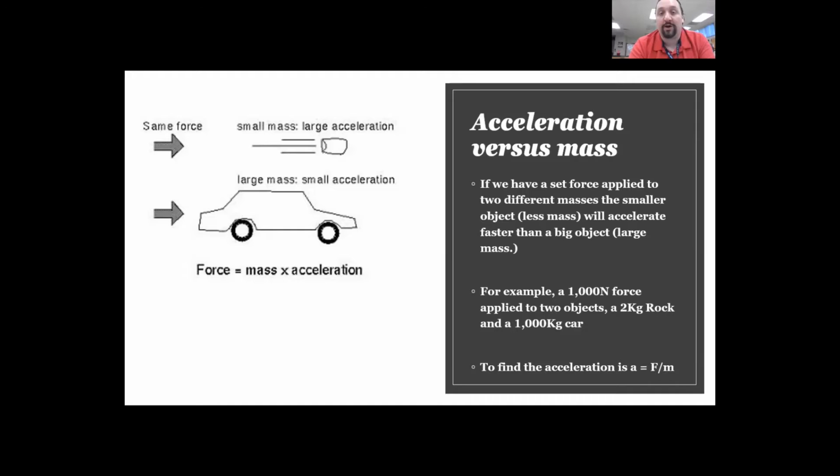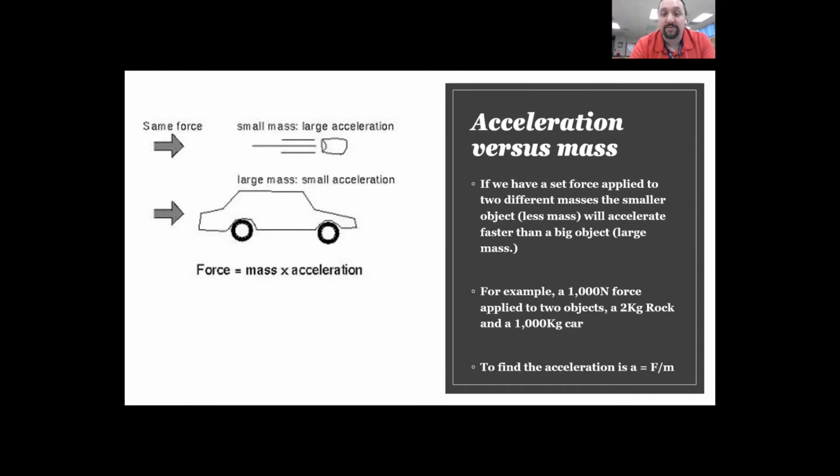Now I'll give you an example problem. 1,000 newtons of force is applied to a 2-kilogram rock, about 5 pounds, or a small 1,000-kilogram car. To find the acceleration for each, we're going to take force is equal to mass times acceleration.